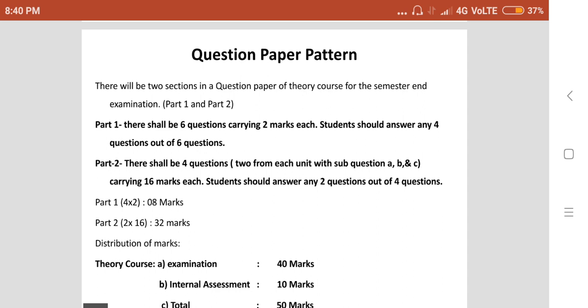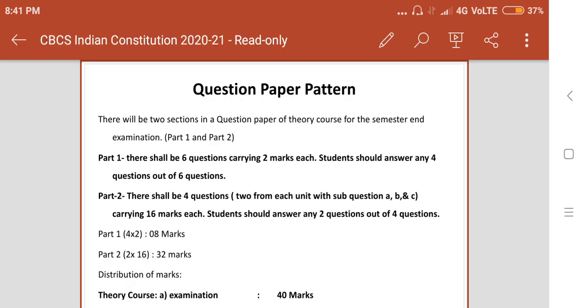Part 2. There shall be 4 questions, 2 from each unit, with the sub questions A, B, and C carrying 16 marks each. Students should answer any 2 questions out of 4 questions. Part 1, 8 marks. Part 2, 32 marks.